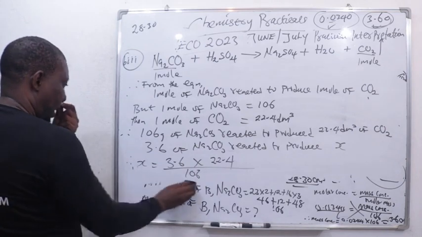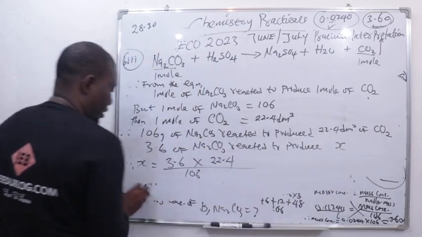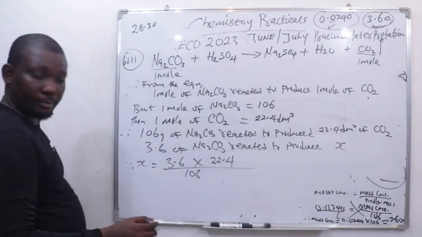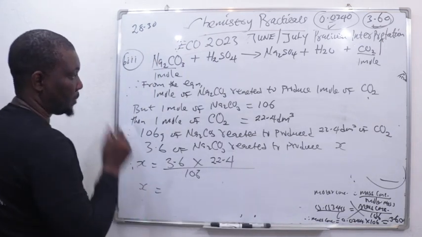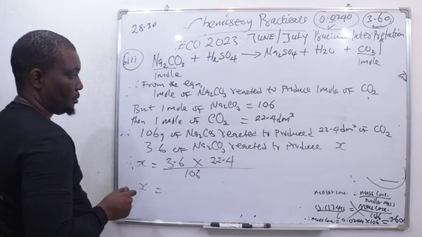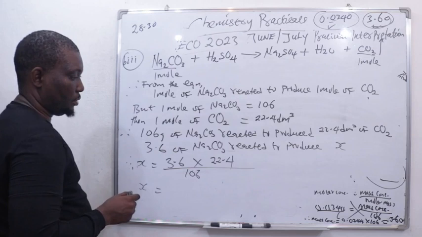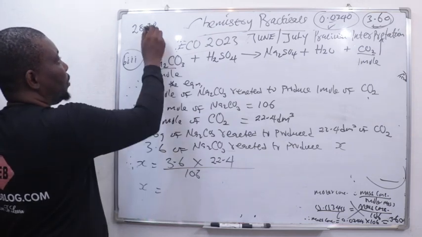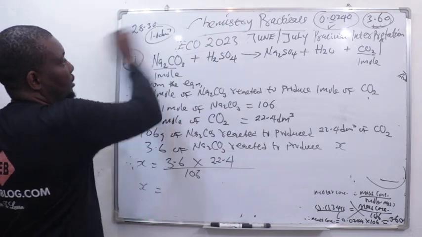So what is my answer? You can pause the video and use your calculator. That gives me X is 1.0 dmq. Take notes.